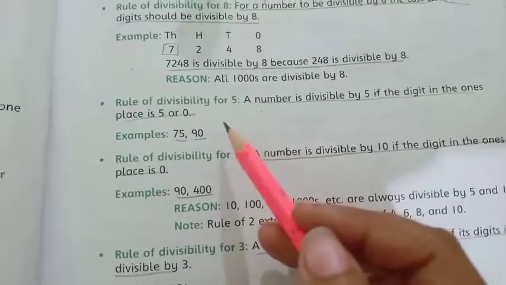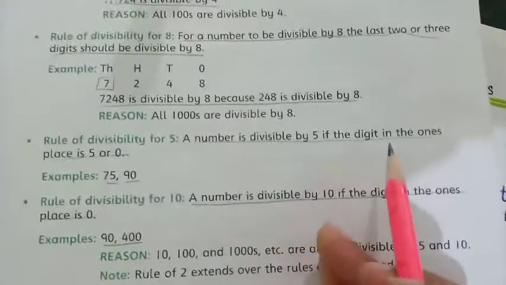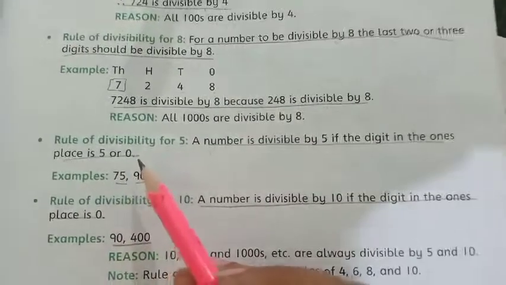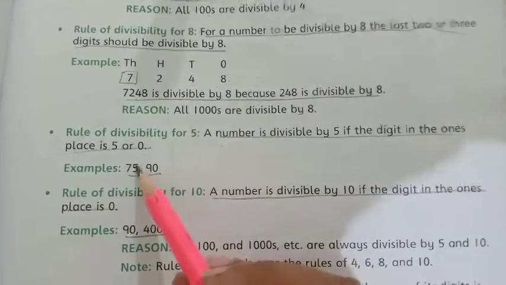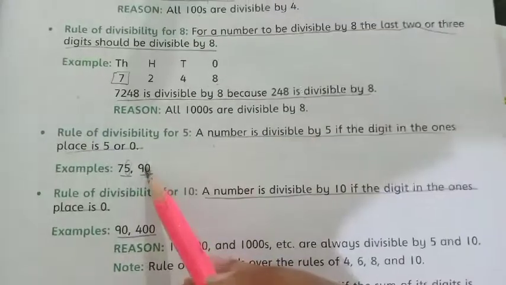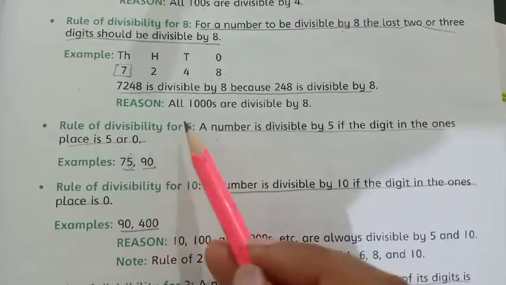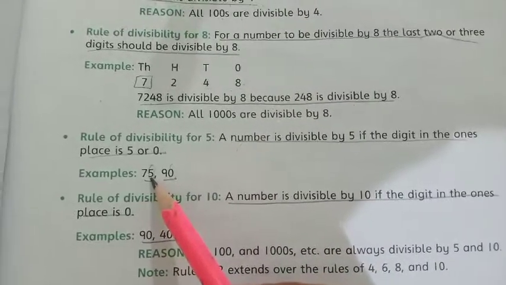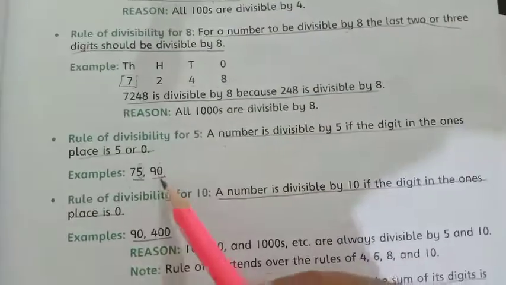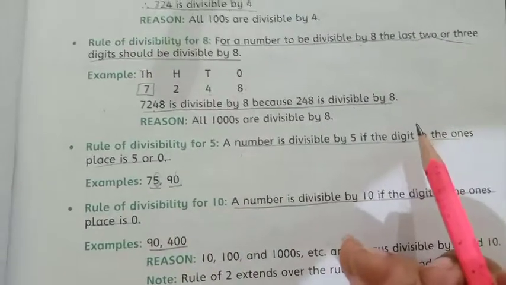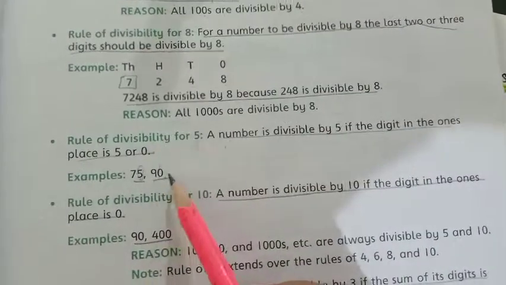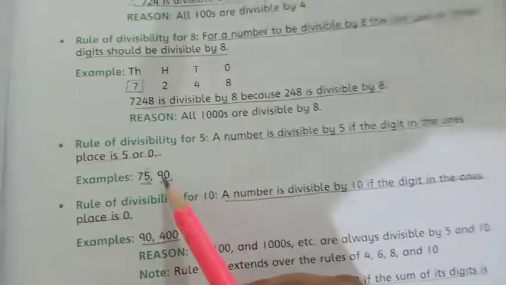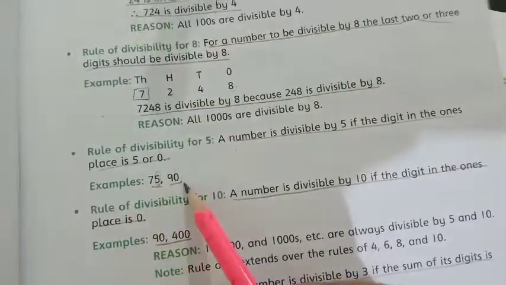Now I am moving on to the next rule, the divisibility rule for 5. A number is divisible by 5 if the digit in the ones place is 5 or 0. The 5 rule is very simple. You just have to look at the last digit. If it is 5 or if it is 0, then the number will go in the 5 times table. If it is any other number, for instance 72, this number doesn't go in the 5 times table. If this was 91, this number doesn't go in the 5 times table. If it is 95, then yes, it will go in the 5 times table because the last digit is 5.